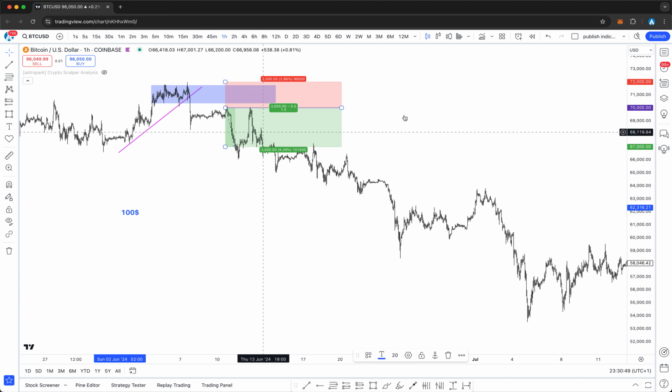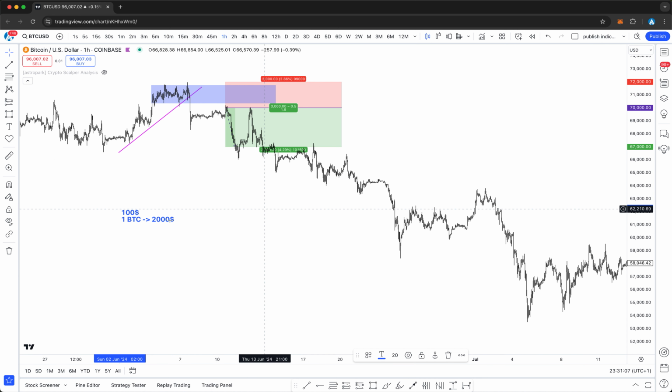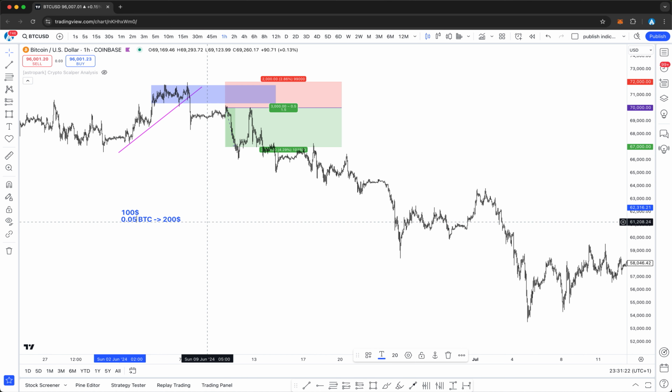If my entry is at 70k and my stop loss is at 72k, and I sell 1 Bitcoin, if the stop loss is hit, I will lose 2k. Okay, because this is the distance. So in order to lose only $100, for sure we have to decrease my position size by a factor of 10. But it is still too much, so I should trade 0.5 BTC.